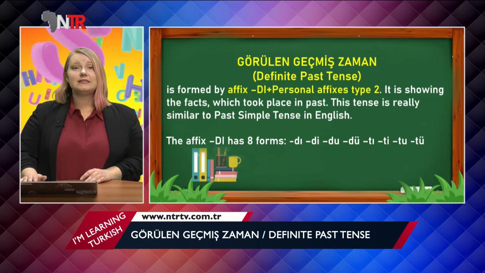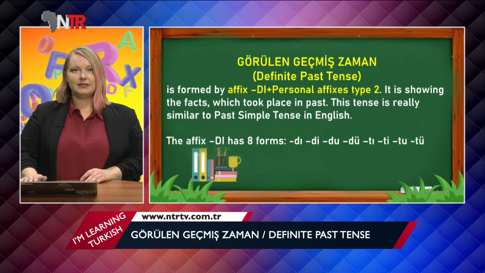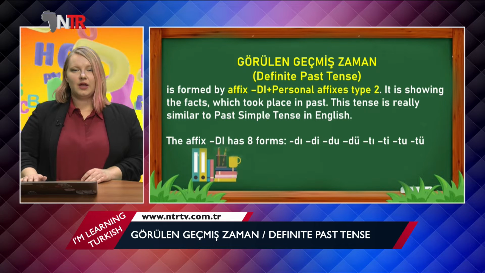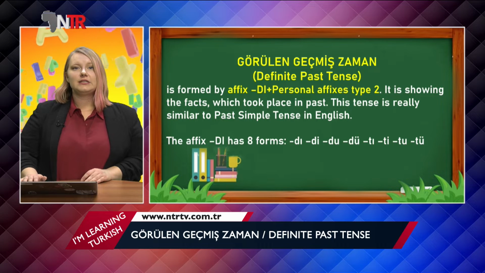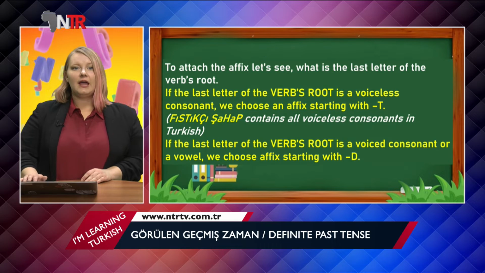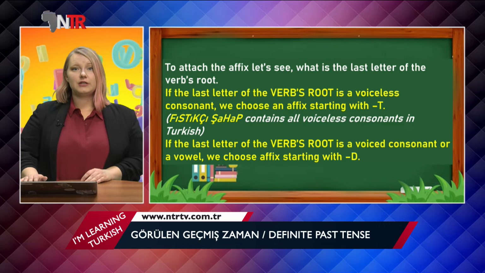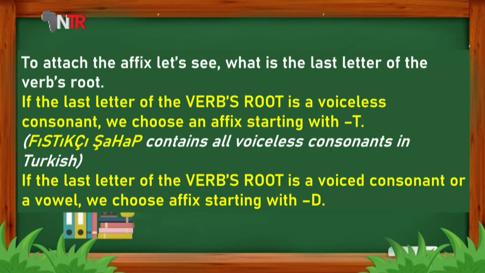So the affix d actually has 8 forms. D, di, do, t, ti, tu. How to understand which form we should use? We will need 2 steps for it. In the first step, we will understand with which letter our verb's root finishes. If the last letter of the verb's root is a voiceless consonant, we will choose an affix starting with t.